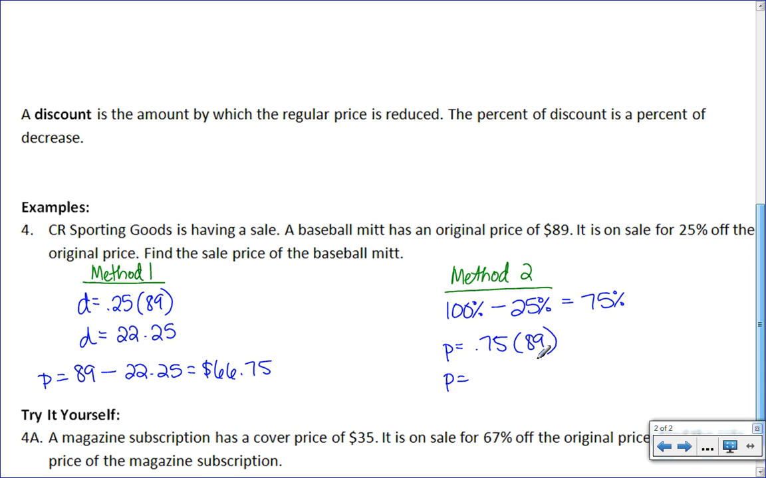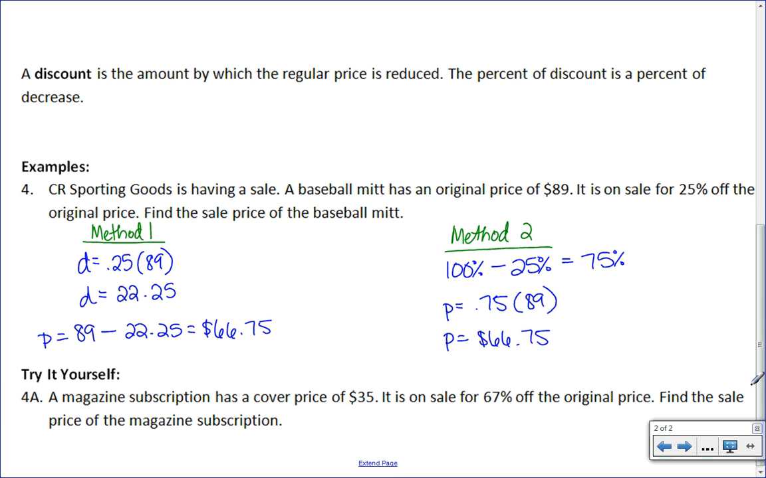And again, when we multiply these, we get the same answer that we got using method 1, $66.75. Okay. Go ahead and try the last try it yourself problem. Remember to show work. Pause the video, and when you're ready to check your answer, hit play to resume.